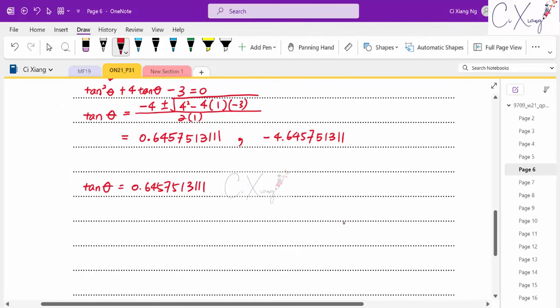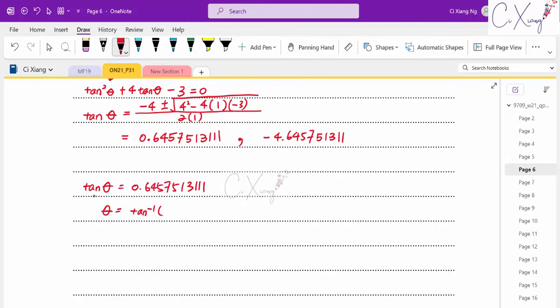Okay, so how can I get the theta? To get the theta, you just press tangent inverse of this value, in terms of radian. By right you should have a 3 decimal places answer, which is 0.573. And the 0.573 is actually your basic angle.